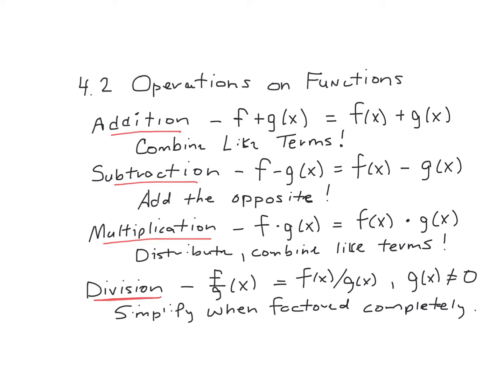Division can be kind of confusing at times because you think you can do more than you can, but we're just dividing f by g of x, which is f of x divided by g of x, remembering that g of x, the denominator, cannot equal 0. And then you just simplify when everything is factored completely. Sometimes things will cancel, but in a lot of cases there's nothing you can do, and it's just f of x over g of x simplified.